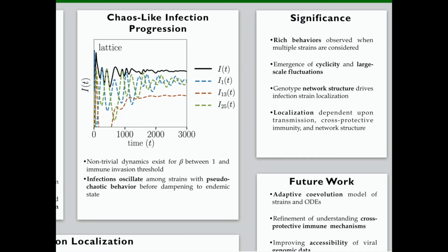The significance of this model with an underlying genotype network is centered around the rich behaviors it enables once you consider multiple strains. Infections are cyclical and can undergo large-scale fluctuations. The driving factor of these dynamics is the structure of the genotype network, by which the global structure influences infections. Localization is dependent upon multiple factors, including the transmission rate, cross-protective immunity, and the structure of the genotype network.